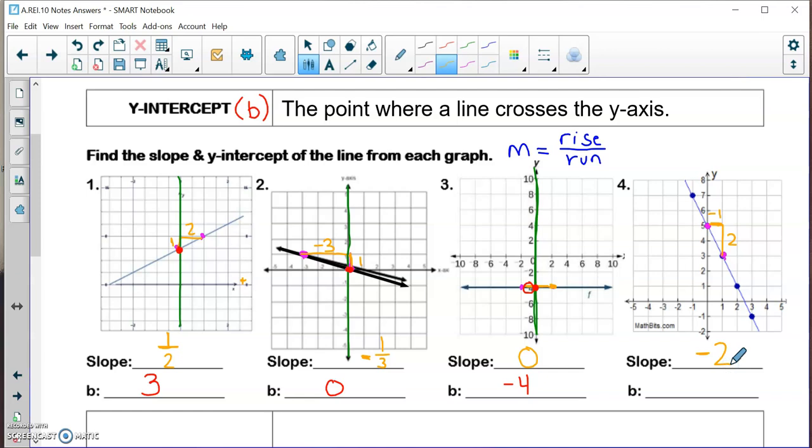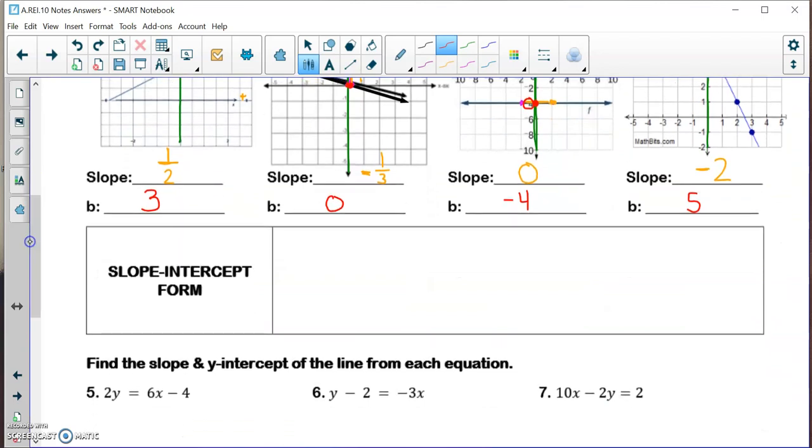a slope of negative 2. My y-intercept, I'm going to highlight my y-axis in green. Where my line crosses my y-axis is this point here, which is the y value of 5. Remember, this is really technically the point 0, 5. The x value is always 0 when we're dealing with a y-intercept.